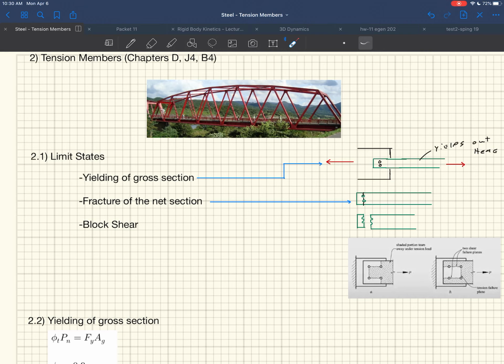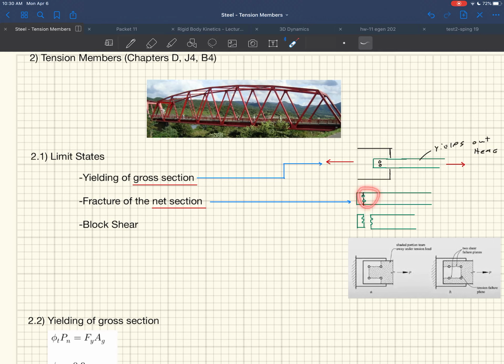And that it actually breaks into 2 pieces, and you can see the difference here. Look here, this one has to do with the gross area, yielding of the gross area, and this is fracture of the net section, right? And so what that's saying is what'll happen when you start pulling on this thing, right? Either it's going to yield out here, right, where you get this excessive deformations, or it's going to break around the holes.